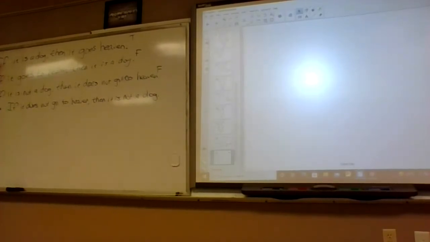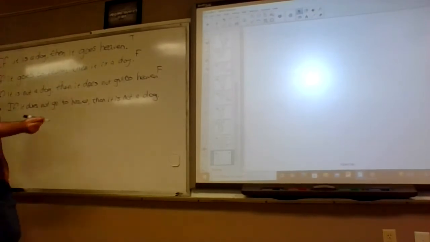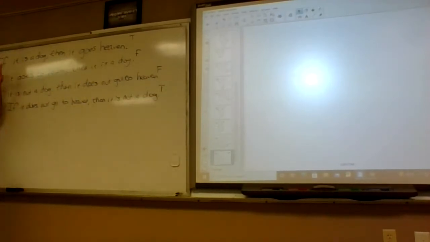If we assume that the original statement was true, is the contrapositive true? If it does not go to heaven, then it's not a dog. Yes. If we say all dogs go to heaven, and it doesn't go to heaven, then it can't be a dog. So the original statement and its contrapositive are logically equivalent. They are saying the same thing in a different way. It might be a little confusing, but if you stop and think about it, it does make sense.